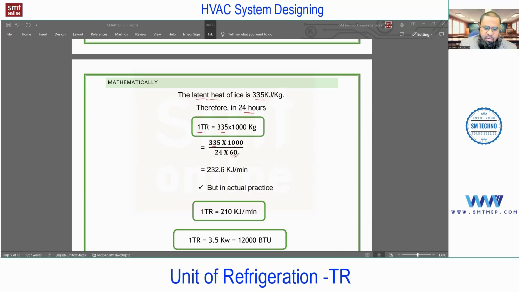For example, commonly we are using this. So the result is what? 232.6 kilojoules per minute. In actual practice, considering the losses and other assumptions or conditions, we are considering this value as standard, 210 kilojoules per minute. 1 TR equals 210 kilojoules per minute.